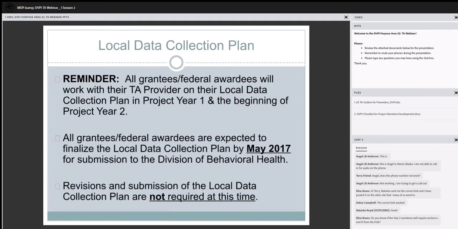Reminder that all the awardees will work with their TA provider on the local data collection plan for year 1 and year 2, and that local data collection plan needs to be finalized and submitted in May of 2017, so a little more than a year from now. So the revisions and submission of the local data collection plan is not required at this time. What's required at this time is your year 2 narrative, the continuation application kit, and then after that, or during this whole process, you'll be working on your local data collection plan with your TA provider.